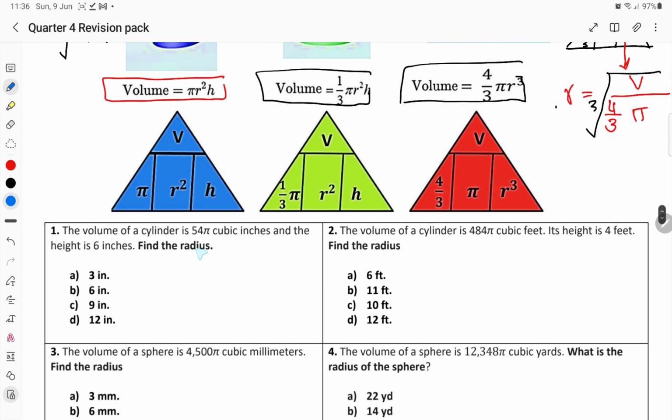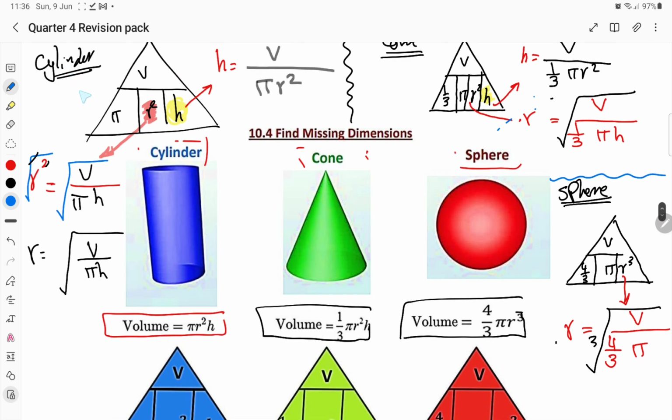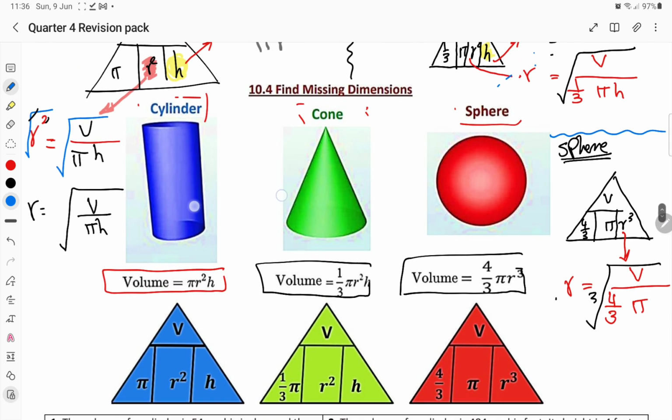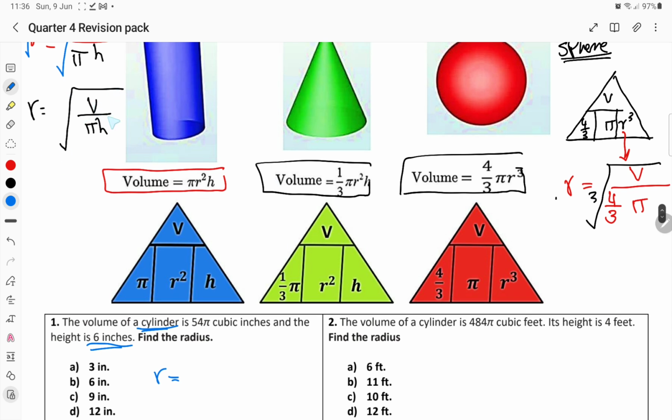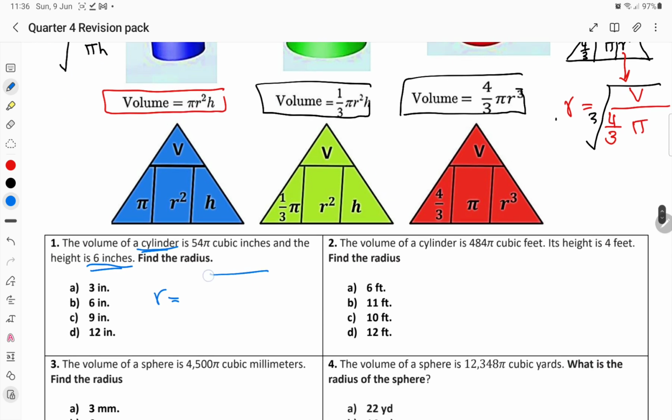So the volume of the cylinder is 54 pi inches and the height is 6 inches. He's asking, find the radius. So I'm working with the cylinder and I want the radius. Which rule am I going to use? Cylinder, I want the radius, so square root of v over pi h. Very good. Now let's do it together.